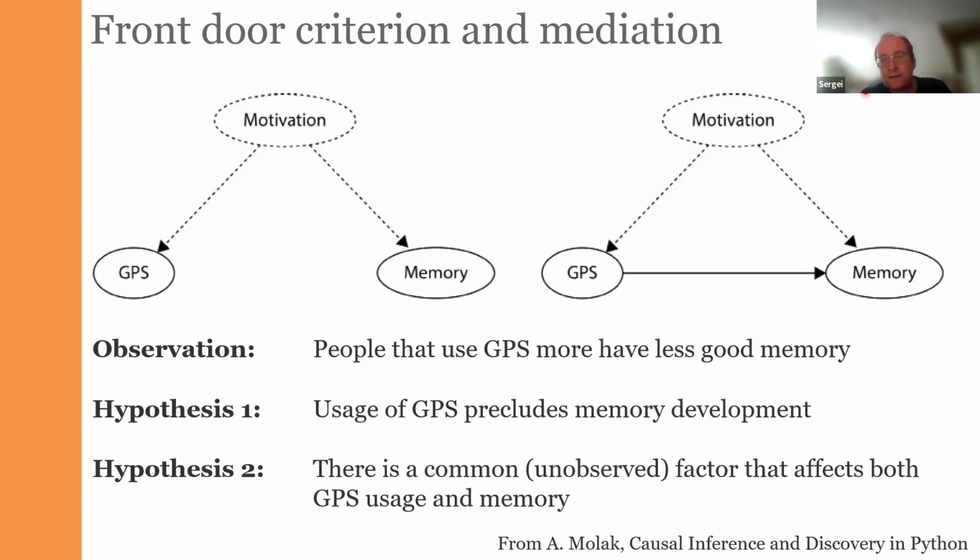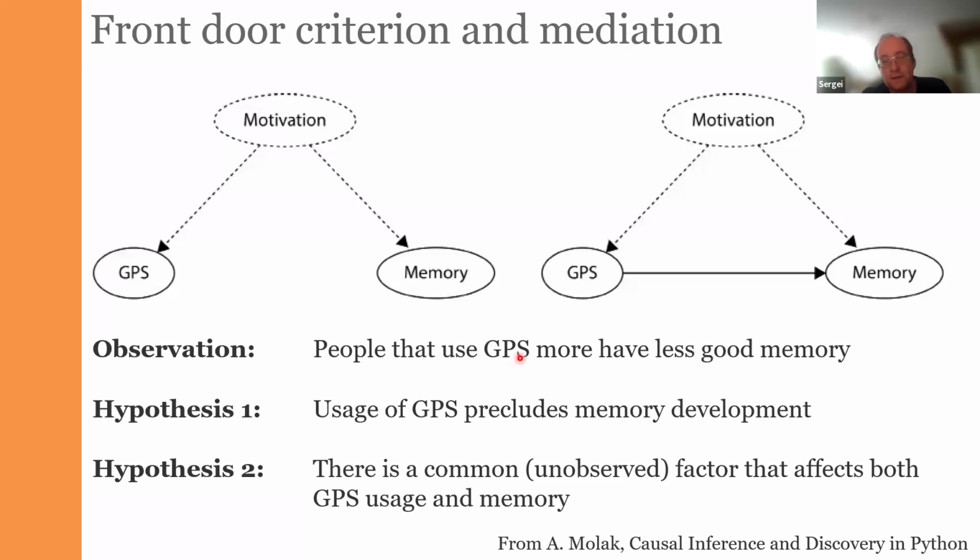There is another example of how people can solve this type of problem, which is called the front door criterion, or mediation. So let me illustrate an example of a problem where the need for the front door criterion appears. Imagine that we have an observation that people who use the GPS more often have a less good memory. I kind of have a feeling that might be true because once the GPS appeared, I stopped trying to remember the roads. I just follow the GPS. And I think my memory for roads became much worse, but you never know.